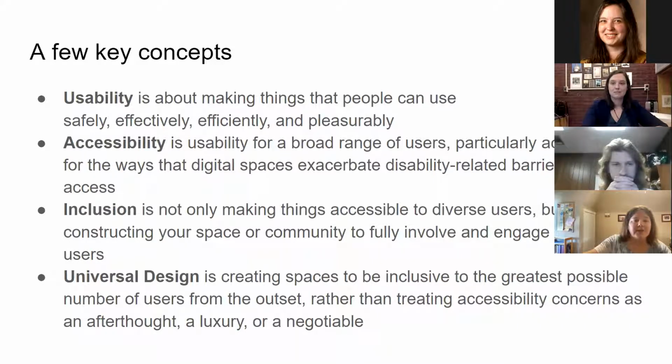Particularly taking into account the ways that digital spaces can potentially exacerbate disability-related barriers to access and other types of barriers. And then inclusion is not only about making things but constructing your web space and your community of users to fully involve and engage different types of users more actively. And then universal design has to do with creating spaces that are inclusive to the greatest possible number of users right from the beginning, rather than coming back and addressing issues one by one or as a luxury or a negotiable. We want to try to get things accessible right from the very beginning.